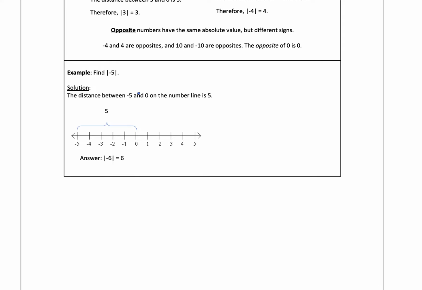Here's an example problem. We have find the absolute value of negative 5, and looks like that answer is actually wrong. So the absolute value of negative 5 would be 1, 2, 3, 4, 5 spaces away from 0. So the absolute value of negative 5 is 5, because the distance there is 5 spaces away.